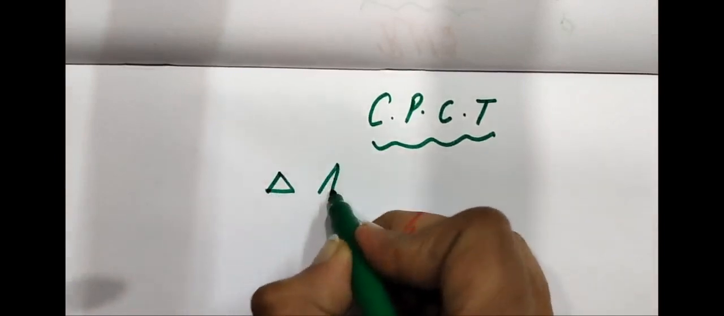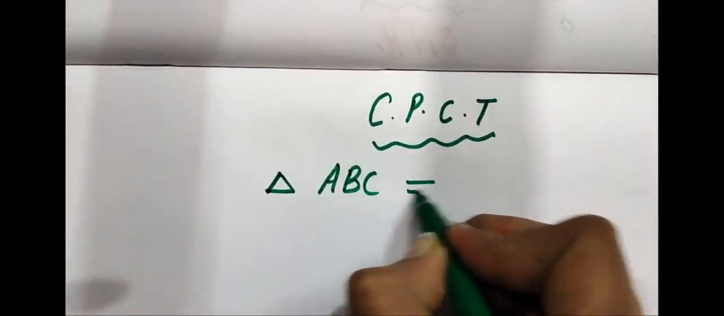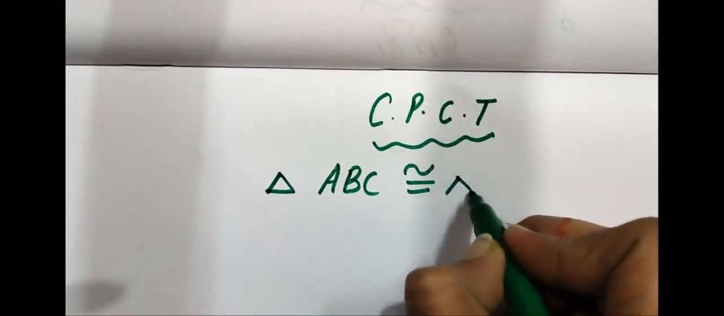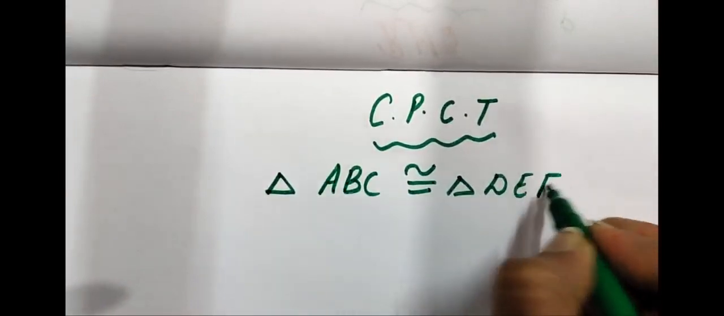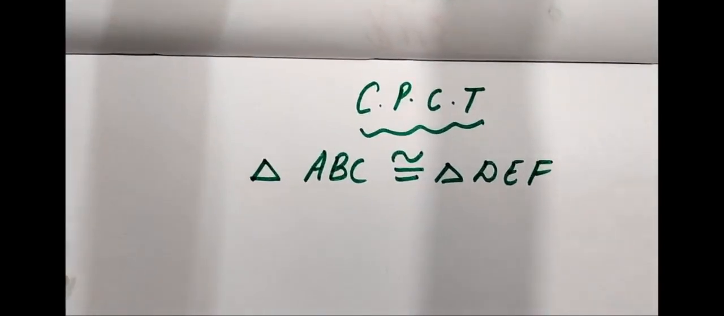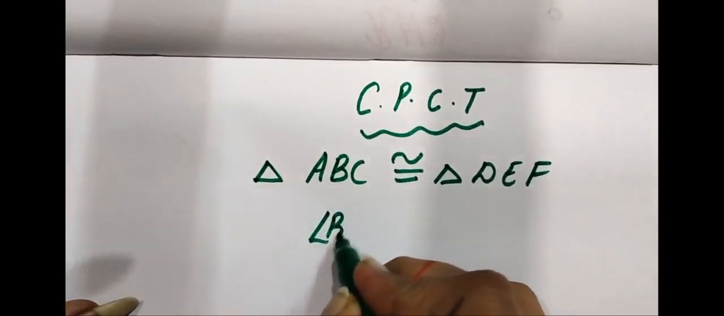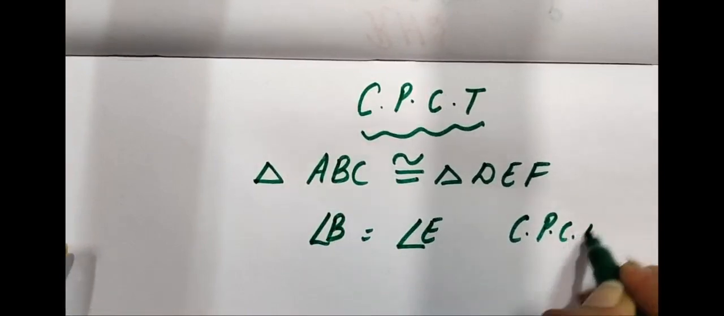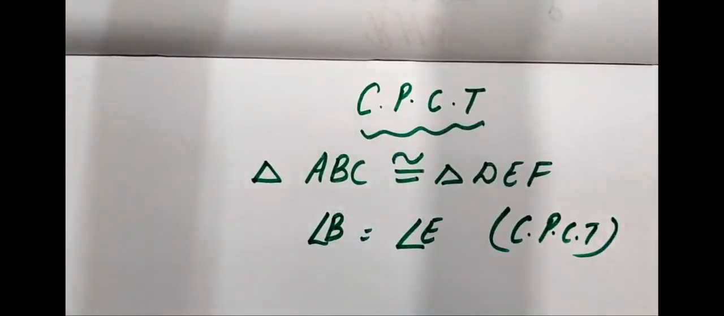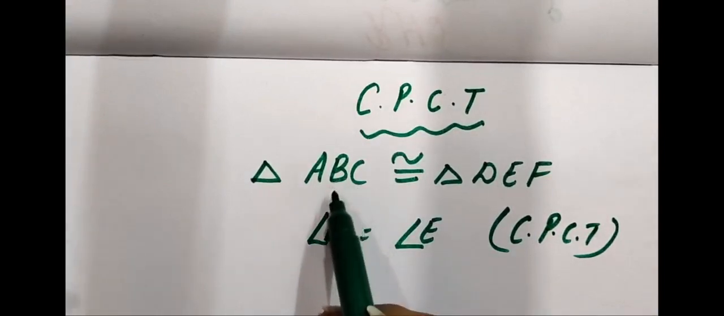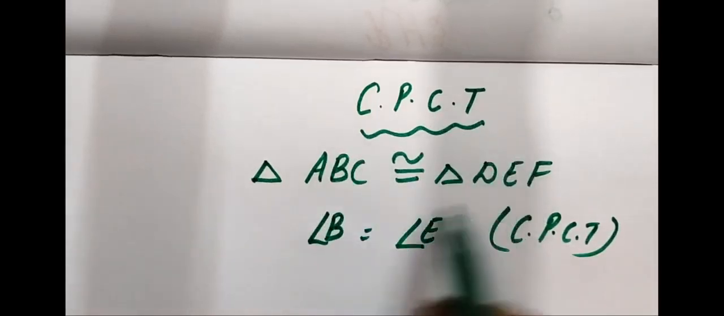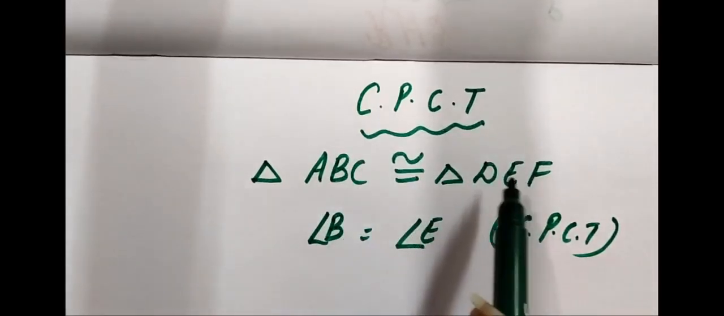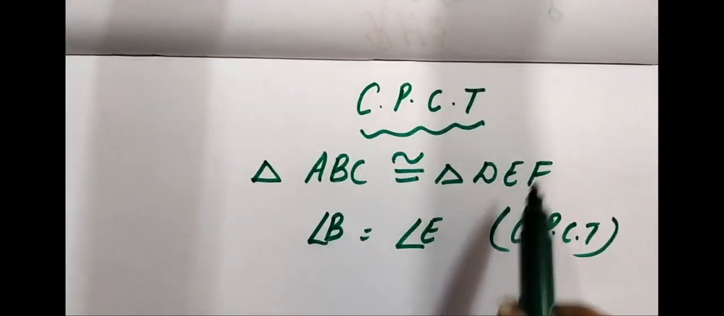That means if triangle ABC is congruent to triangle DEF, which you have already proved, we can say that the remaining parts of the triangles are also equal. So here we can say that angle B is equal to angle E by CPCT, because these are corresponding parts of congruent triangles. B is in the second place, and E is also in the second place.